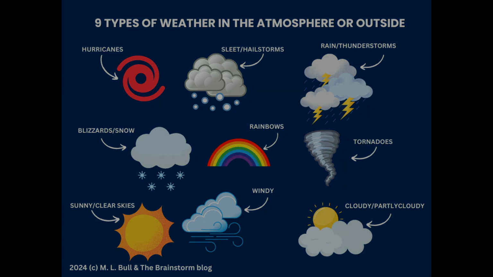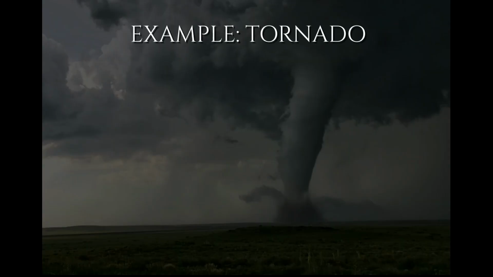As I discussed in a previous video of creating settings, weather can be used to create an illusion of real life. Writers can use subtle details to describe weather rather than actually stating what the weather is. Here I have an example for a tornado.